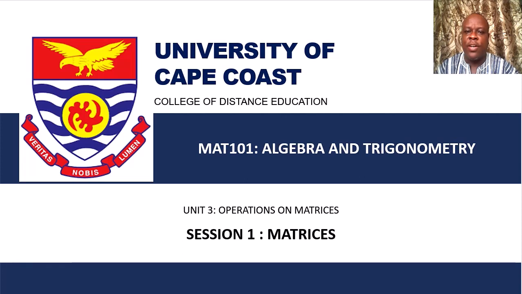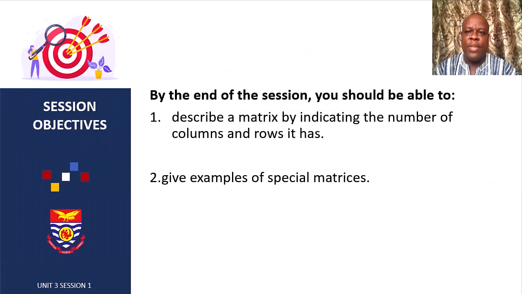We are on Unit 3, which is Operations on Matrices, and we will start with Section 1, which is Matrix. Let's look at the objectives of Section 1. By the end of the section, you should be able to: 1. Describe a matrix by indicating the number of columns and rows it has. 2. Give examples of special matrices.